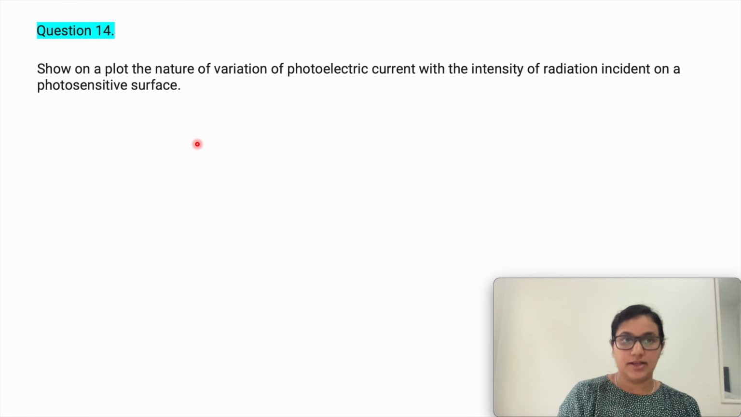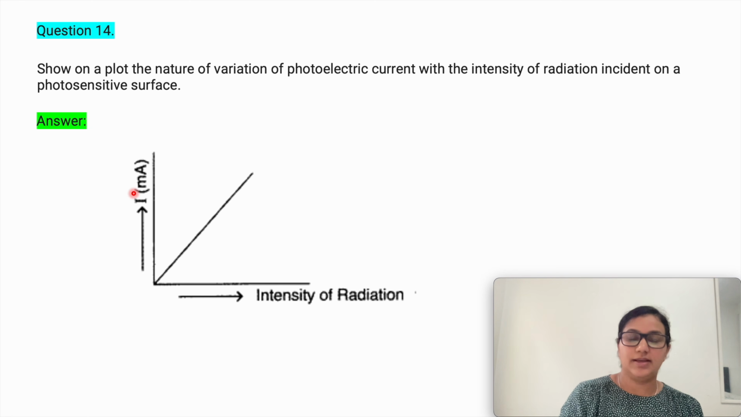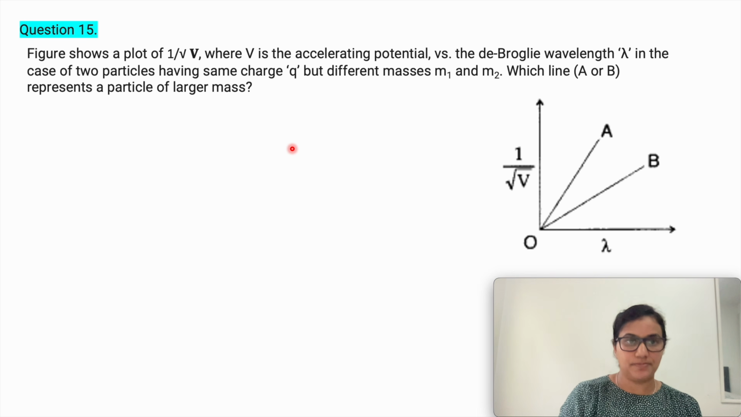Question number 14. Show on a plot the nature of variation of photoelectric current with the intensity of radiation incident on a photosensitive surface. So the graph shows photoelectric current versus the intensity of radiation. So you will get a straight line.